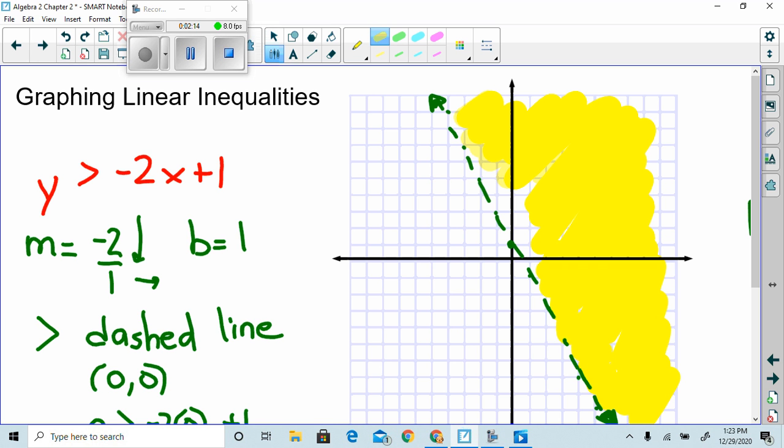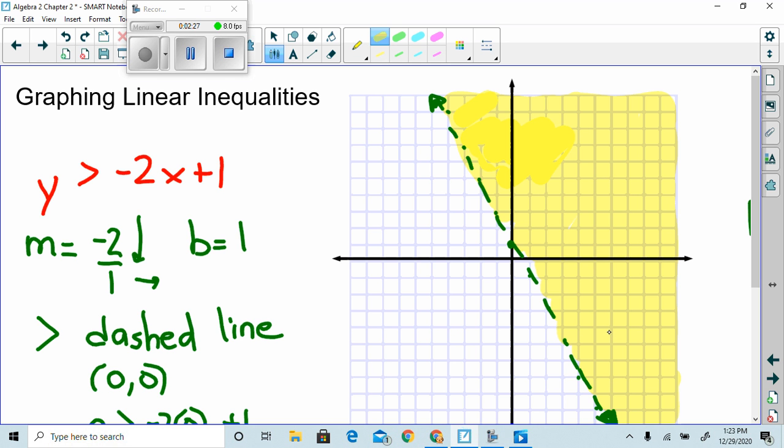So you see that we have to do a little shading. Now what does this mean? That means that all of the ordered pairs in this part of the graph are possible solutions. As I mentioned last time, I'll show you that in a moment. Okay, so now let's go back to seeing how we're going to do our next problem.